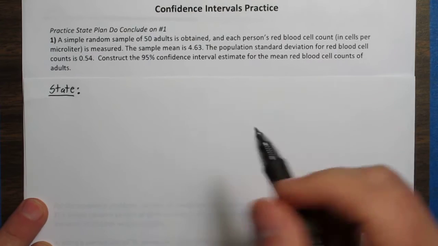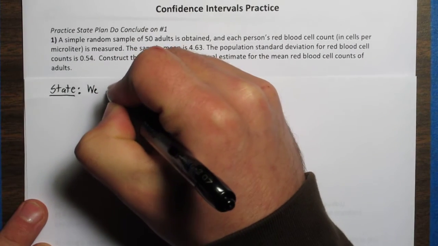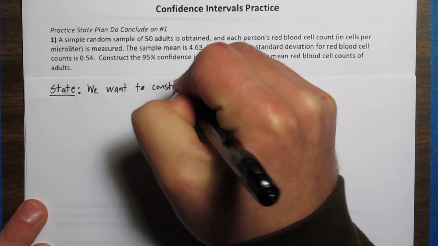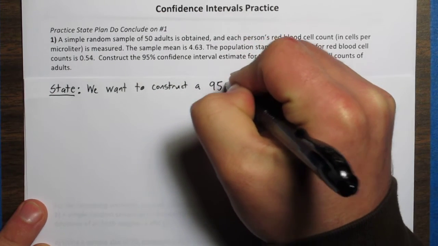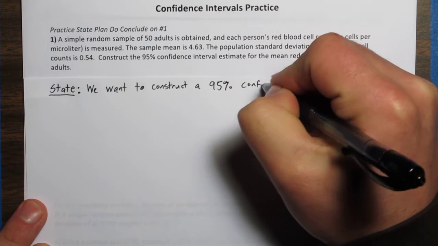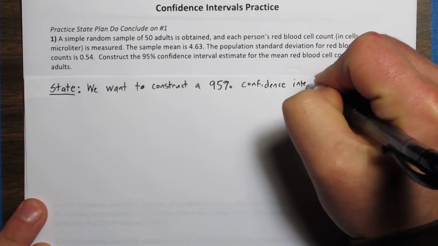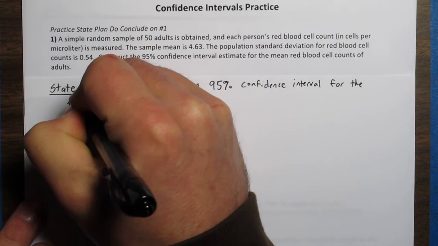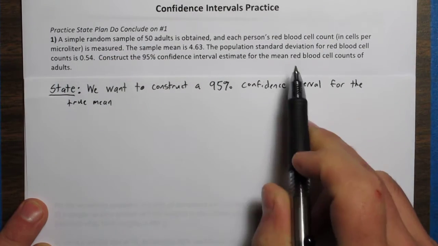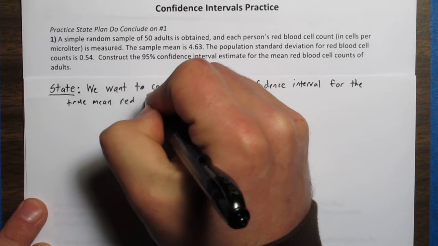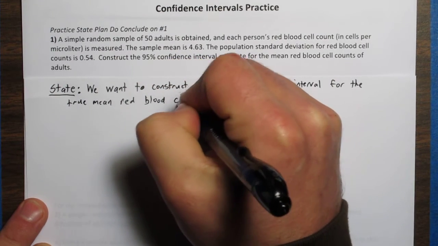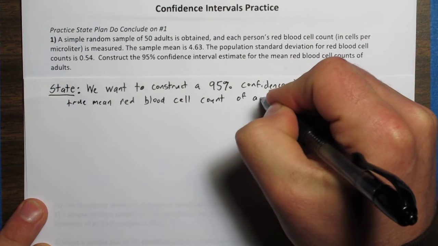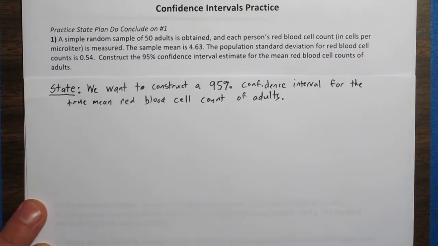So in this problem, we want to construct a 95% confidence interval for the true mean red blood cell count of adults. All right, so that's what we want to do.